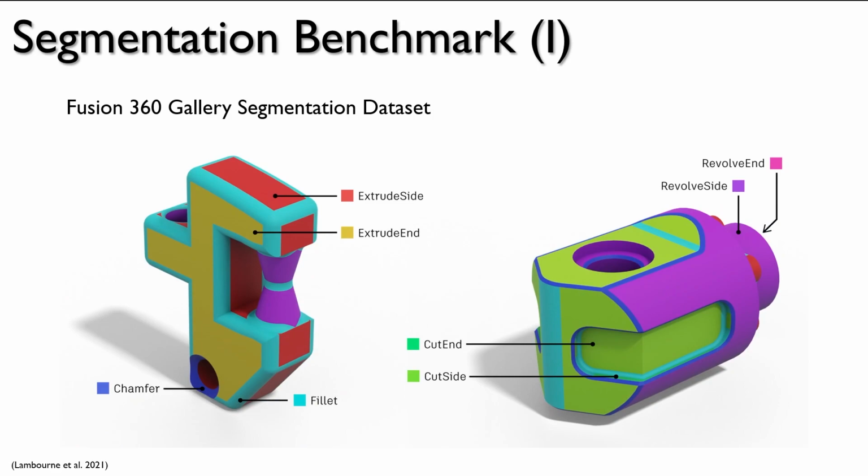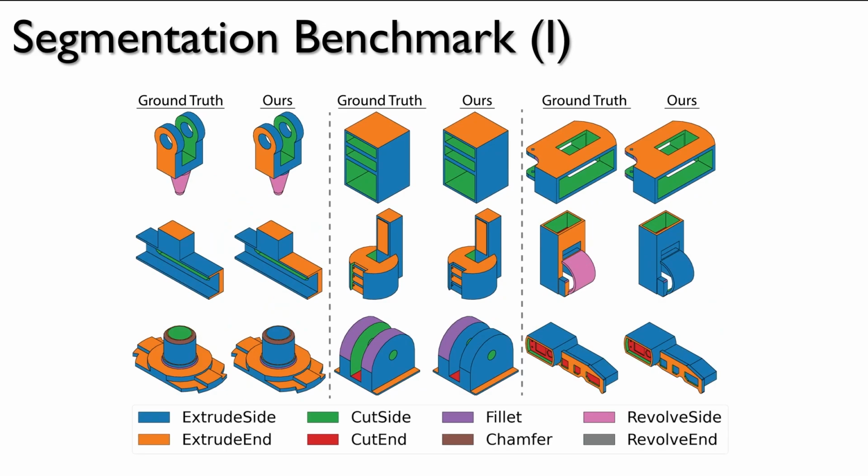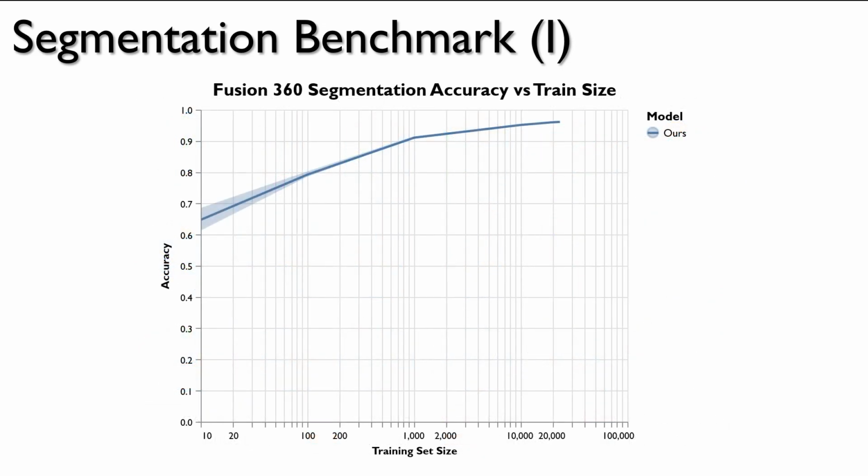The first task is segmenting a model based on which constructive operation, like extrude or fillet, was used to create each face. We trained many instances of our network and several baselines from the literature using successively smaller training sets. We repeated the experiments multiple times and indicate here both how accurate and how robust our method is.